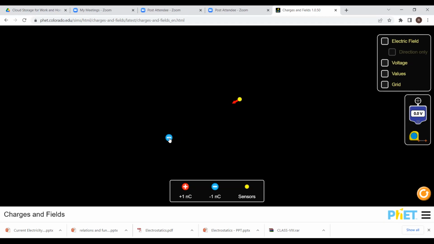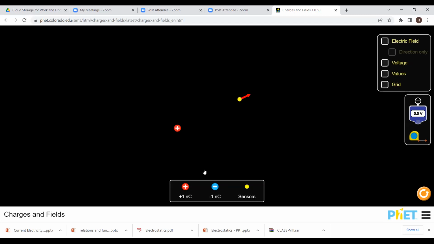So look at the arrow mark. The more I bring it closer, the more is the length. What is the meaning of it? It gets attracted faster. One more thing: what did we see in the mathematical equation? Electric field is inversely proportional to r square. So if the distance is decreased, electric field will increase. That's what is happening here, right?